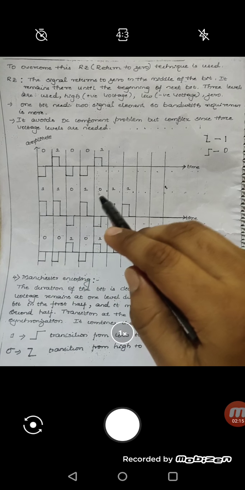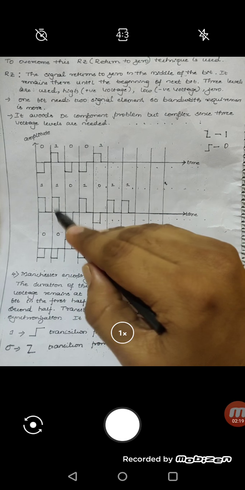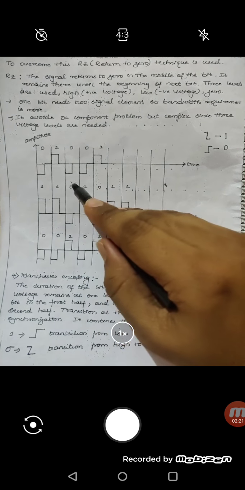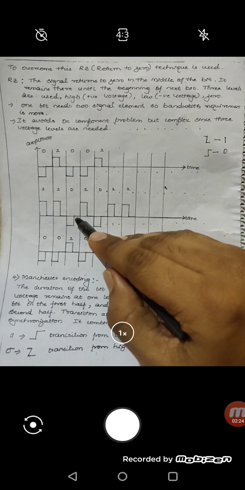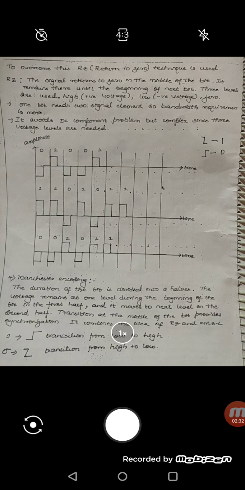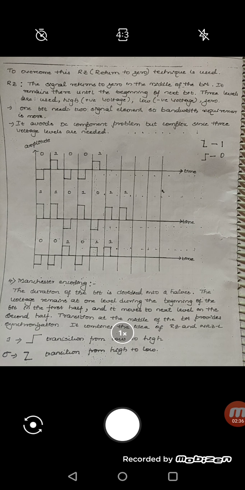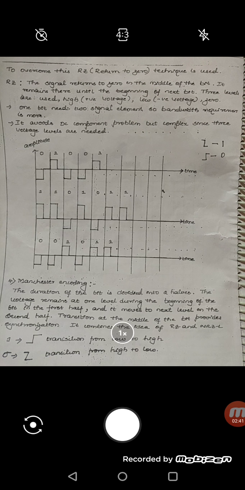The same way we have done the second and third examples. The second example is 1 1 0 1 0 1 1. The first bit is 1, so we have taken high to low. The second bit is 1, high to low. The third bit is 0, so low to high. The same way we have drawn for all the bits in the second and third examples. So this is the method where the signal returns to the time axis at zero frequency, hence it is known as the return to zero technique or return to zero method.